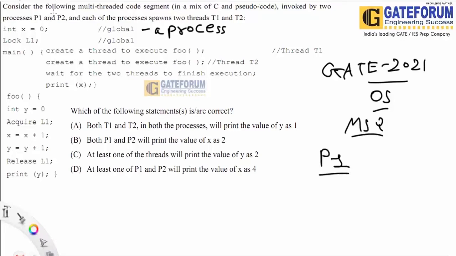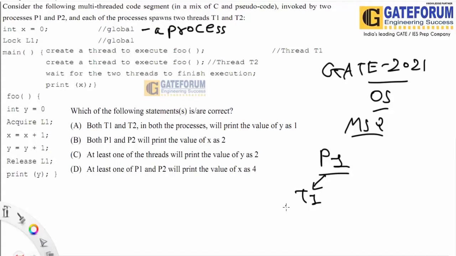It will make the value of x equal to 0, with a lock L1, and create one thread T1. Then it executes foo. Here the scenario is y equal to 0, acquire L1. Acquire L1 means it has acquired a lock, so any other thread cannot execute at the same time. It increments the value of x by 1 and the value of y by 1.